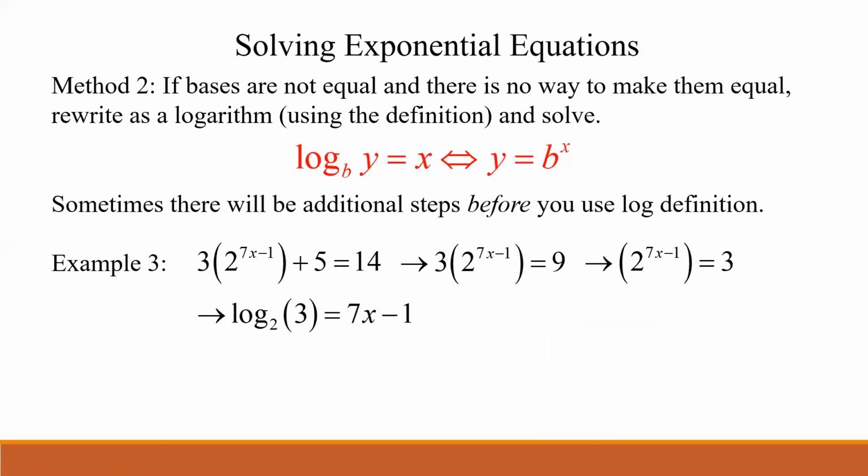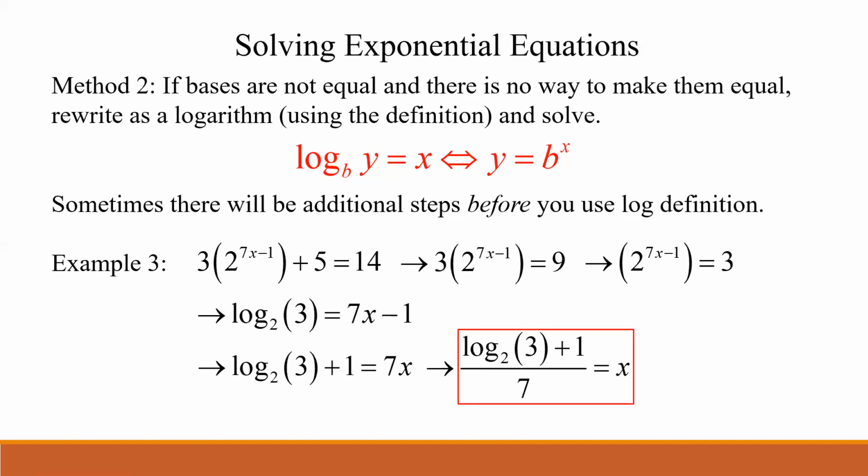So log base 2 of 3 equals 7x minus 1. But again, I've got to get x by itself. So I'm going to add 1 to both sides and then divide by 7. And again, nothing else I can do simplifying-wise. That's going to be my final answer. Okay.